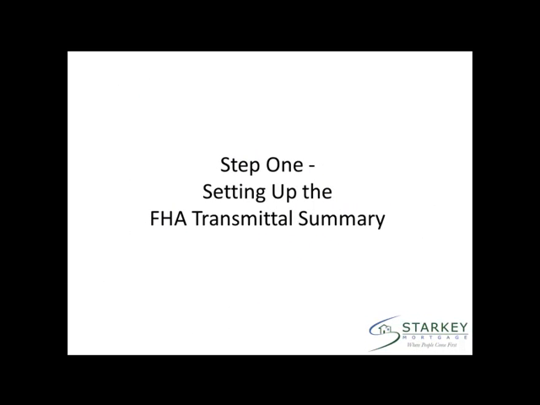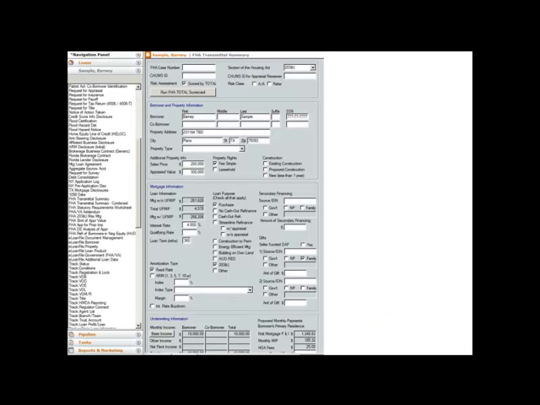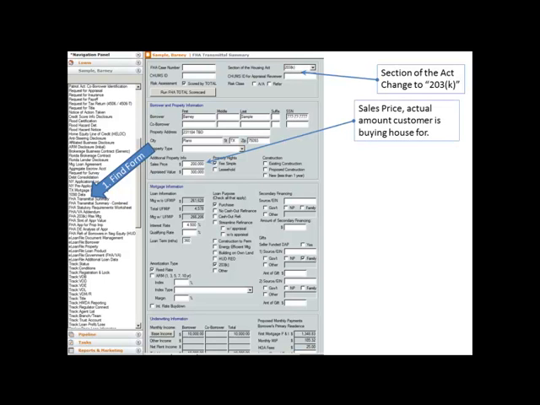Now let's talk about step 1 in setting up the file as a 203K within the Conductor system. The first part is setting up the transmittal summary. So the first thing you do is you find the form, the FHA transmittal summary. You change the section of the act to 203K. And then you make sure that the sales price is the actual sales price that the customer is buying the home for. The sales price does not need to be inflated for the amount of the renovation work. And then you put in the estimated value for the home as to what you think the value of the home will be after it's fully renovated. In this case here, we're showing $300,000.